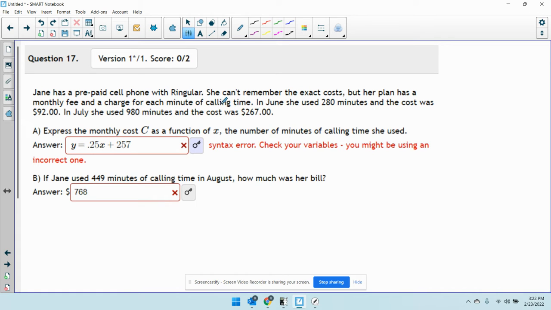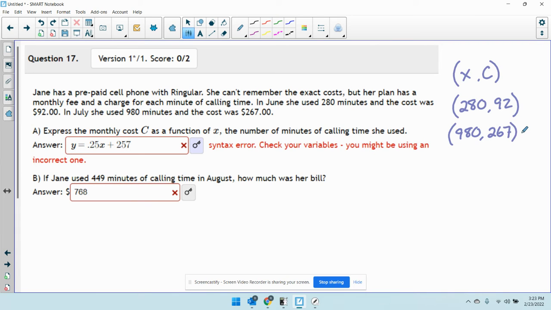In June, she used 280 minutes and the cost was $92. In July, she used 980 minutes and the cost was $267. So we can translate these to a set of coordinates. Instead of x, y, it'll be like m, comma, c, minutes and cost. Or they want x and cost, x and c. So we'll change that to x. So we have the point 280 minutes. Her cost was 92. And we have 980 minutes. Her cost was 267.